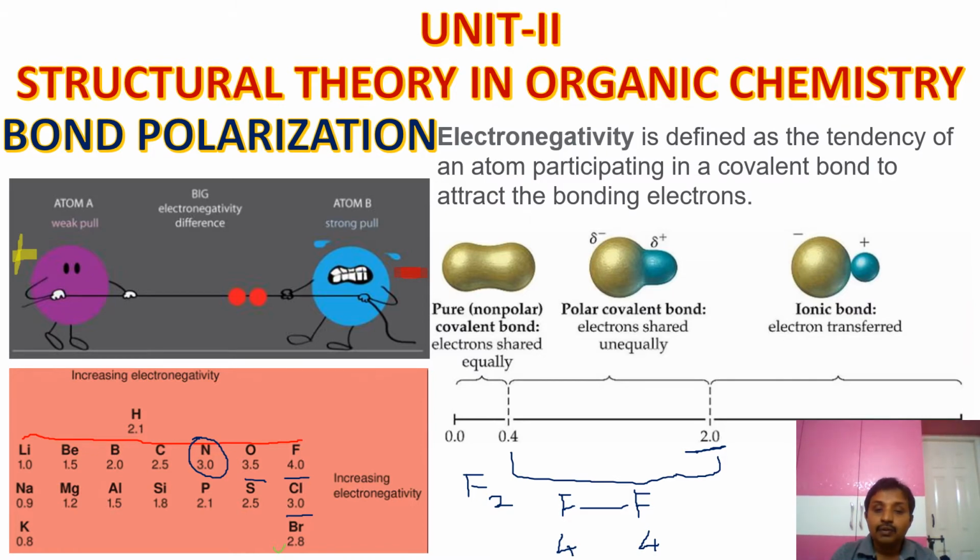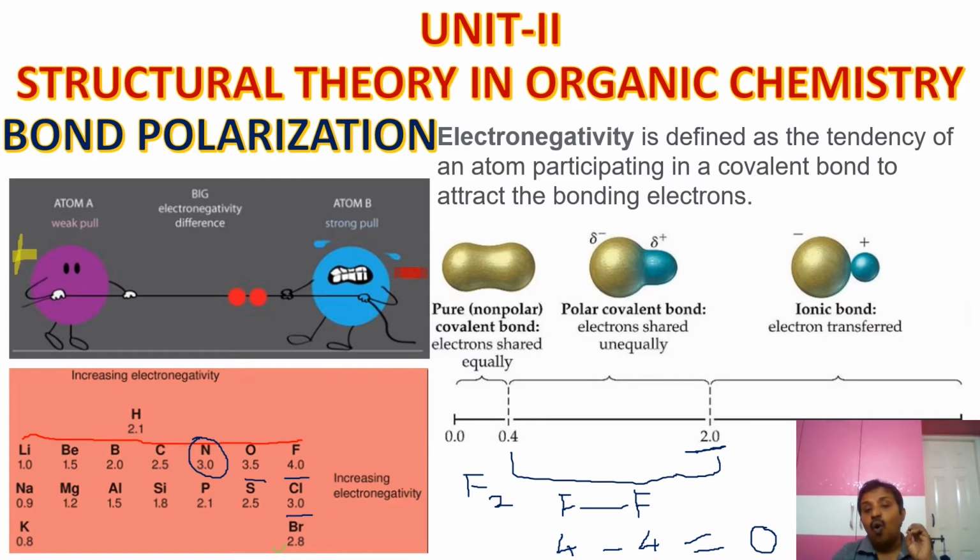So the electronegativity difference between the two atoms is 4 minus 4, which becomes 0. That is, the electronegativity difference between the two atoms is 0.